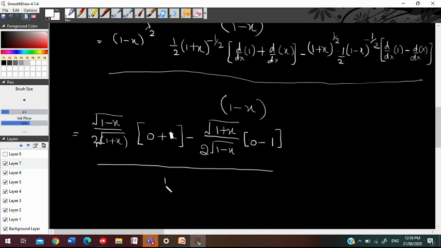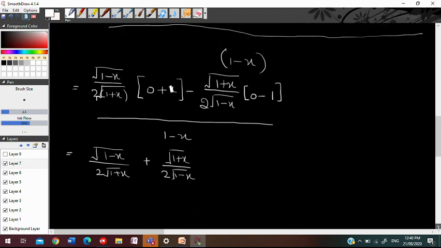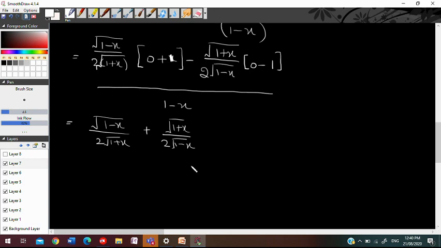When you simplify it more, 1 minus x under root, 2 into 1 plus x minus 1 plus x divided by minus plus, this minus will be multiplied with this minus and you get plus, and 2 under root 1 minus x, and the whole divided by 1 minus x.